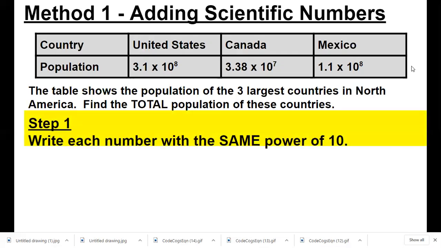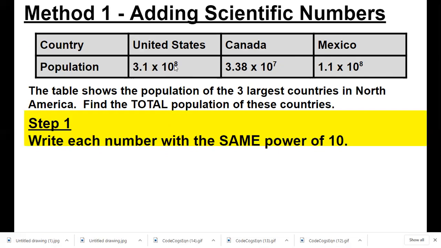So step 1, we're going to write each number with the same power of 10. When you add and subtract scientific notation, you have to have the same powers of 10 before you can add or subtract them. Okay, so that's something important that if you forget, your answers are going to be wrong. It's kind of like if you think about fractions, when you have different denominators, they have to be the same before you can add or subtract them. It's the same with scientific notation.